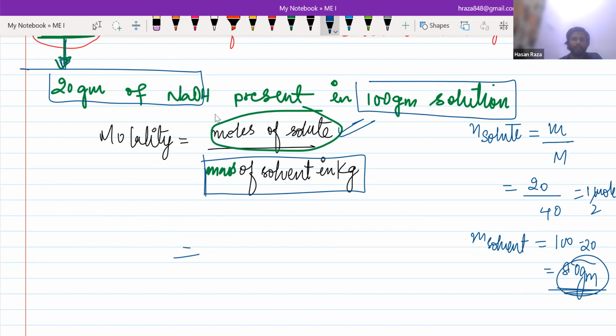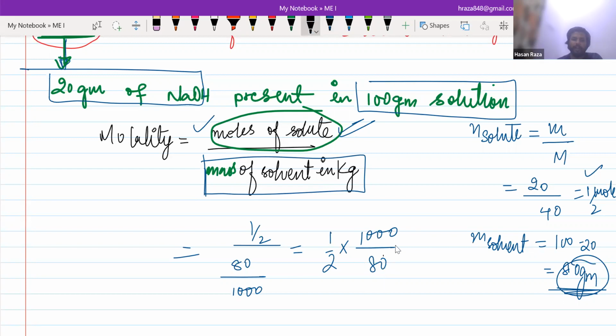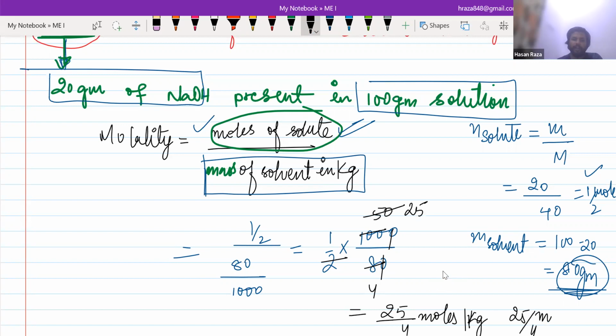As you know, moles of solute you just calculated is half. Mass of solvent is 80 gram, divided by 1000 because we need to convert it into kg. So 1 by 2 into 1000 by 80. This will be cancelled, and we get 25 by 4 moles per kg, or you can write 25 by 4 m, which on dividing gives 6.25 m. So you should concentrate in the class, because you have very little time left for your board exams.